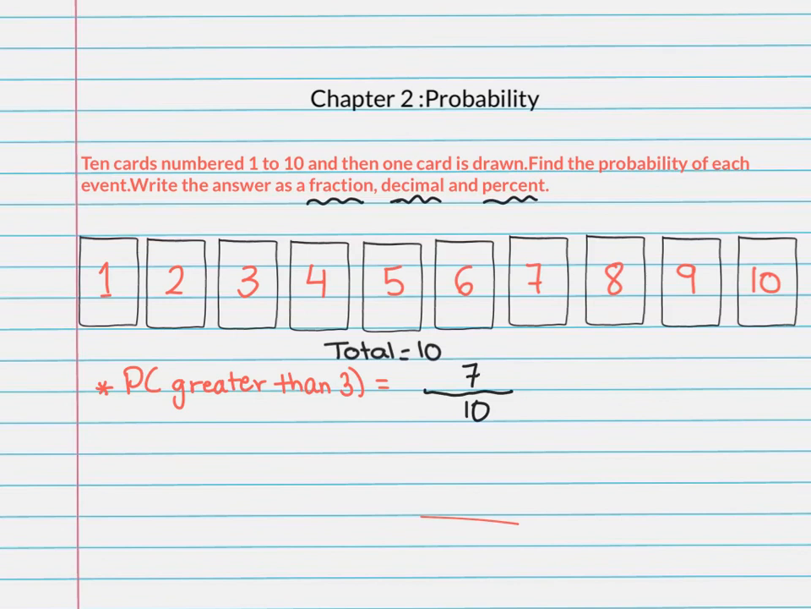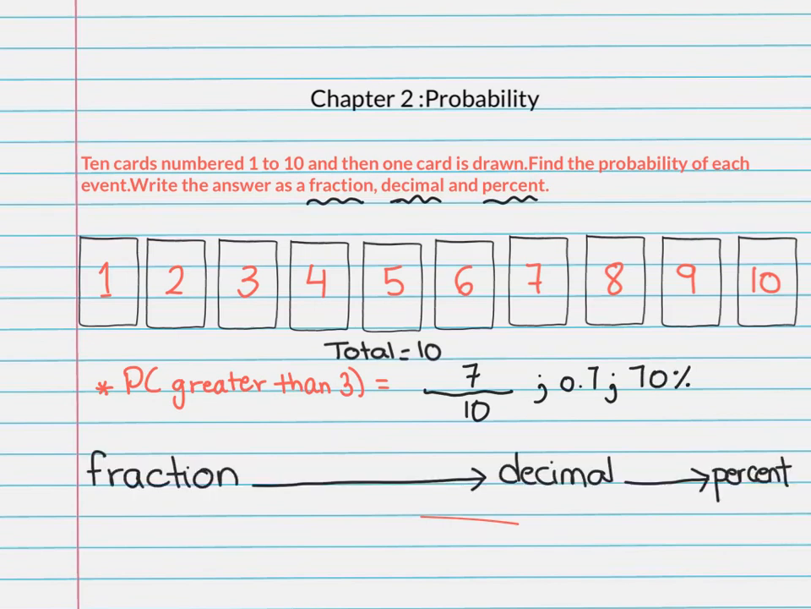7 out of 10. We check for any possibility of simplification. We don't have any. Then we have to write it as a decimal. This means 7 divided by 10, and that's 0.7. Then we have to write it as a percentage. And how do we do it? 0.7 times 100, that's 70%.